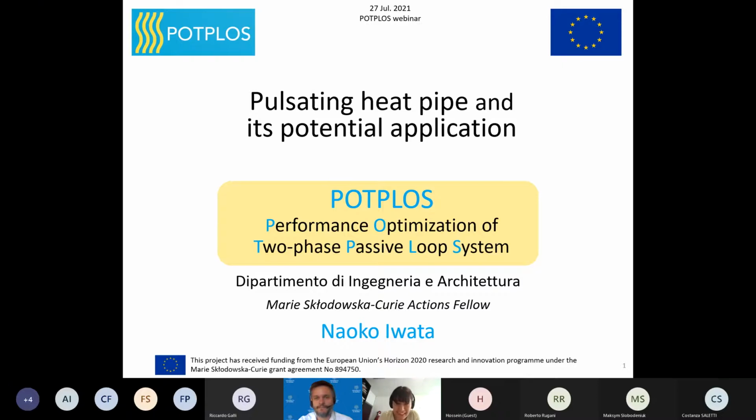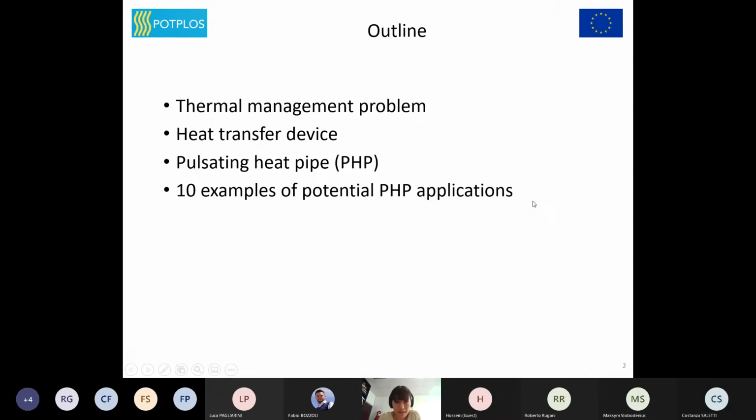Thank you for the introduction, and ciao tutti. Thank you for attending. The presentation title is Pulsating Heat Pipe and its Potential Application. Today's outline. Before we get into today's main topic of PHP and its potential applications, let me explain briefly what a heat transfer device is and why it is necessary.